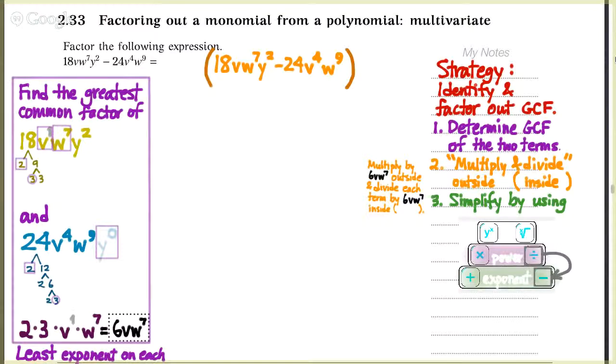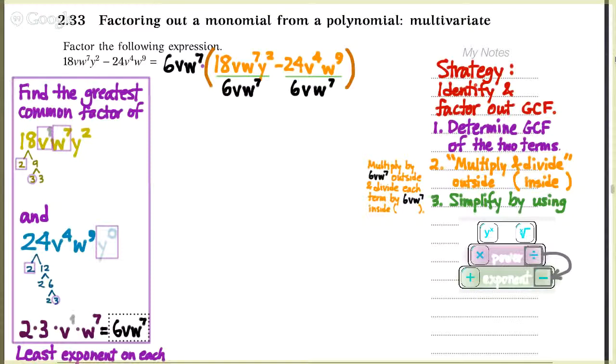Surround it with some parentheses. Take that GCF, 6vw to the 7th, and multiply by it on the outside. But I can't just do that because it's going to change the value of this expression, so I need to simultaneously divide. And when I divide a polynomial, I divide all of its terms.